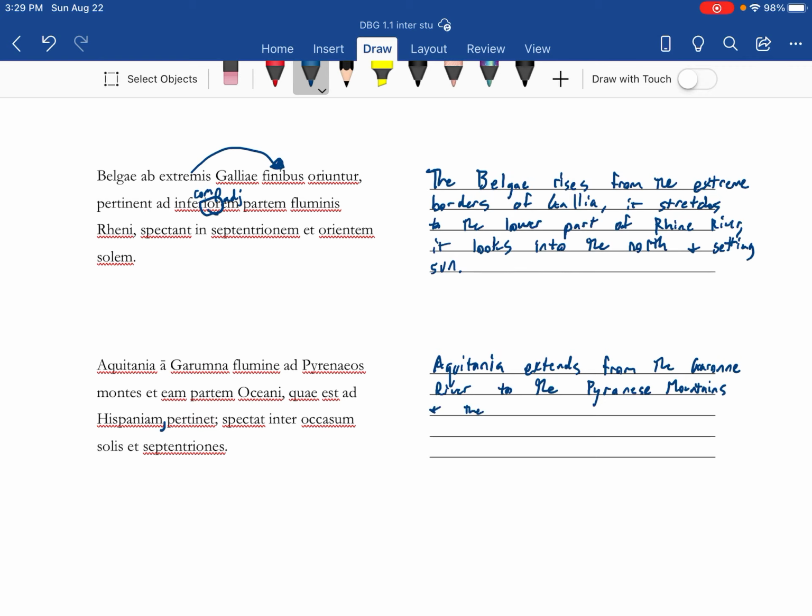And all right, ad eam partem, to that part, Oceani, of the ocean, which is near Hispania. It looks, spectat, between the setting of the sun and the north.